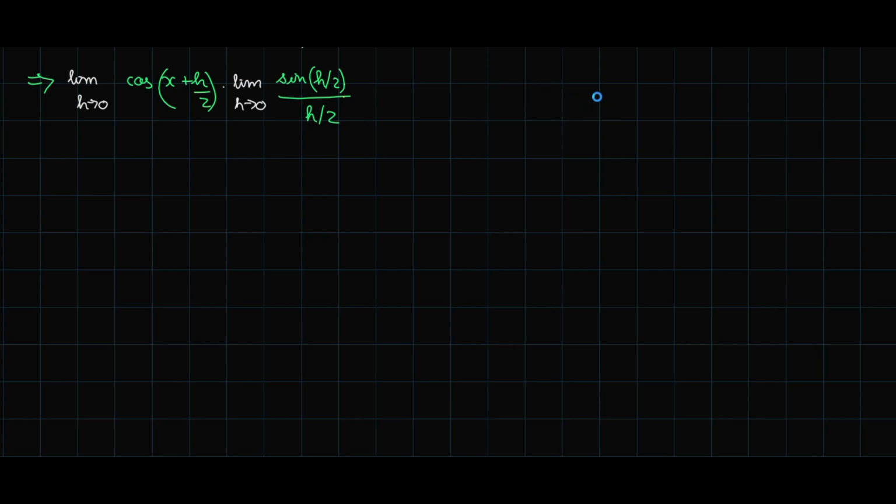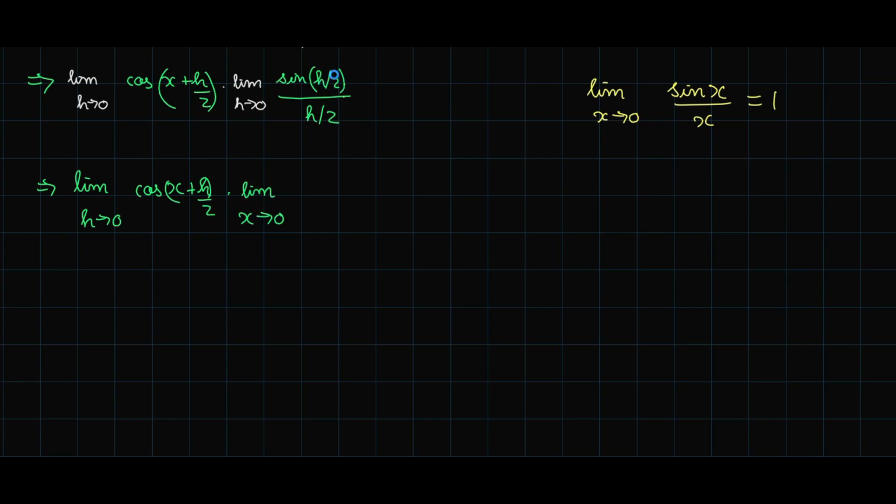There's an identity in derivatives which says limit x tends to 0 sin x over x equals 1. So this is the exact thing which we are going to use in this part of the equation. So we get limit h tends to 0 cos x plus h over 2 times limit x tends to 0. We substitute the value of h over 2 as x. So sin x over x. So this whole thing becomes 1.